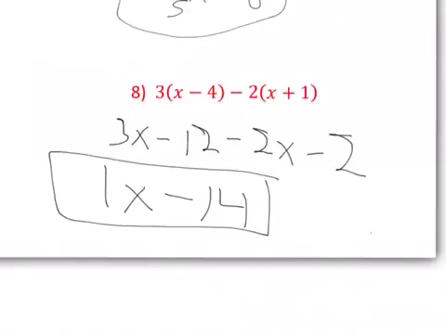For 8, the problem is 3 in parentheses x minus 4, and then minus 2 in parentheses x plus 1. So first you distribute. So you get 3x minus 12 minus 2x minus 2. So then you do 3x plus negative 2x, which is equal to 1x, or just x. And then you do negative 12 plus negative 2, which is equal to negative 14. So the answer is x minus 14.